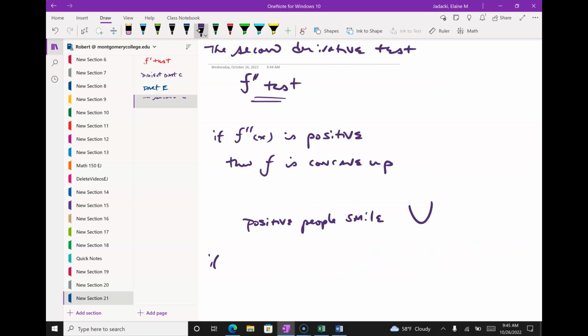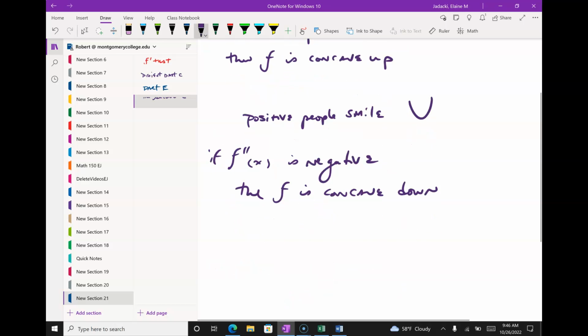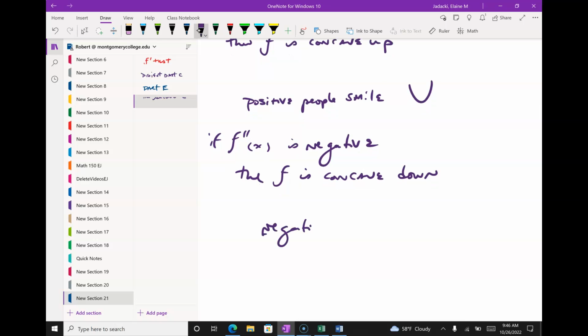If f double prime of x is negative, then f is concave down. Negative people are a downer or frowning, right? So concave down. Yes?